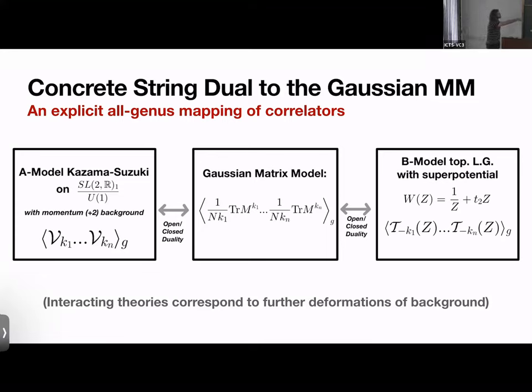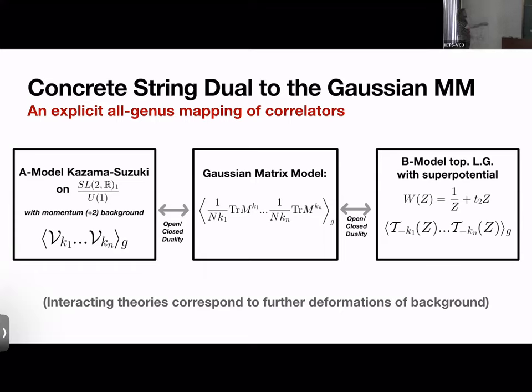And because I told you which matrix model, I also need to tell you what operators I turned on in this theory. Okay, so it turns out I need to turn on some momentum plus two operator. So these Ks here are essentially labels for momentum. And it's telling you that anytime I put in a trace M to the K, I'm inserting this vertex operator VK on this left-hand side.